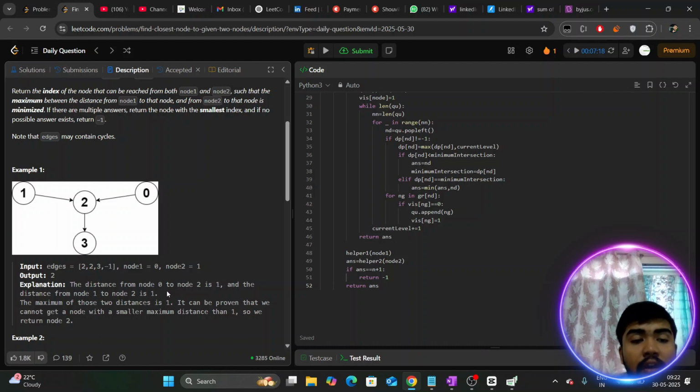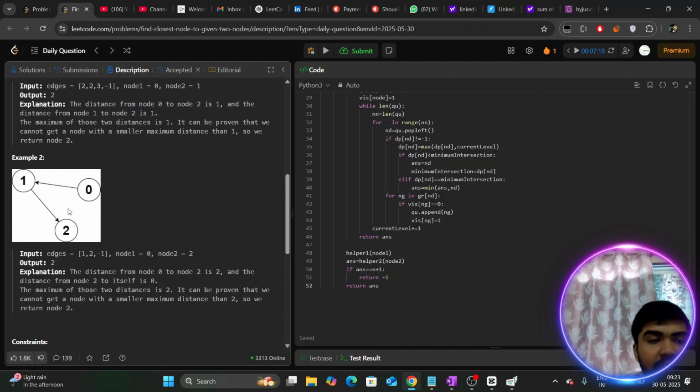The distance from node 0 to node 2 is 1, and the distance from node 1 to 2 is also 1. The maximum of those is 1, right? And it can be proven that we cannot get a node with a smaller maximum distance than 1. So we return node 2. So that is the party point. Yes, very straightforward.